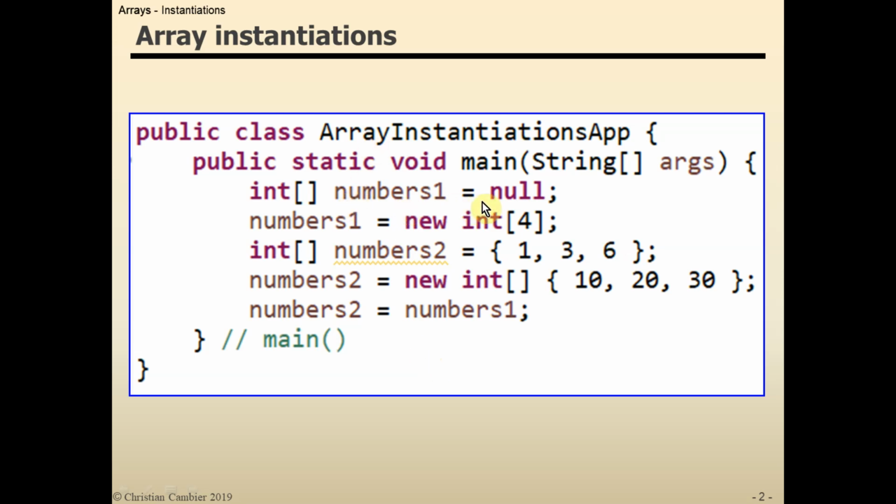assign null to it. The actual array for numbers1 is then created using the new keyword. The array for numbers2 is immediately created using an initialization syntax with 3 elements. Then using it with new, this time with 3 different values. And finally I assign numbers1 to numbers2. Let's see what happens in memory when I execute those statements.